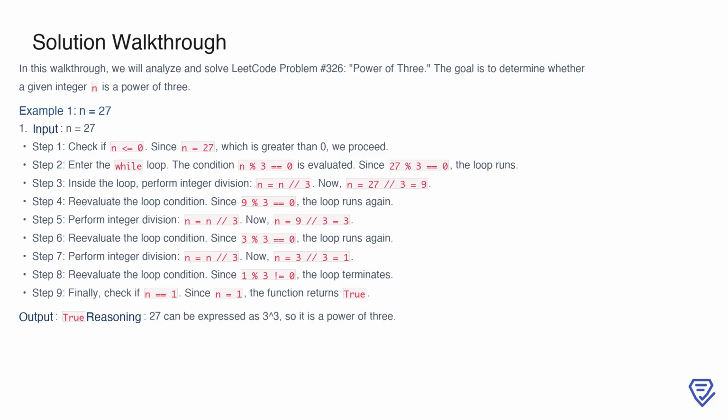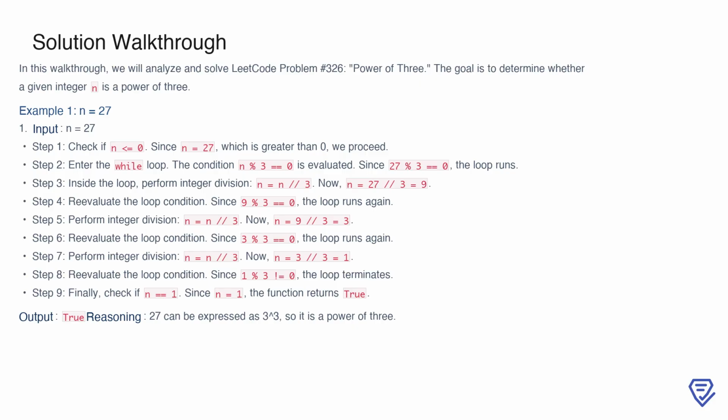In this walkthrough, we'll solve the problem of determining if a given number, n, is a power of 3. Let's begin with an example where n equals 27. First, we check if n is less than or equal to 0. Since 27 is greater than 0, this condition is false, and we move forward. Next, we enter the while loop, which will keep running as long as n is divisible by 3. In the first iteration, 27 is divisible by 3, so we calculate n = n // 3, resulting in n equals 9. We then check the loop condition again, and since 9 is still divisible by 3, the loop continues.